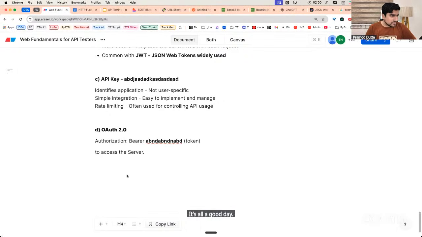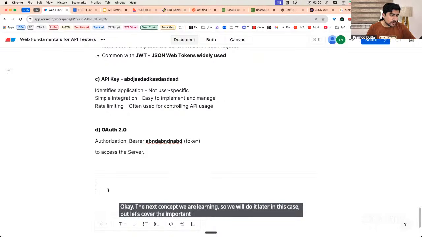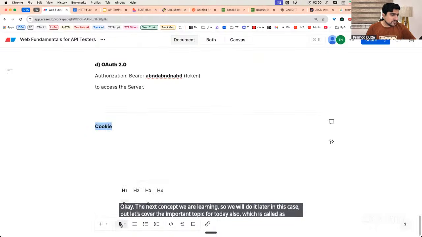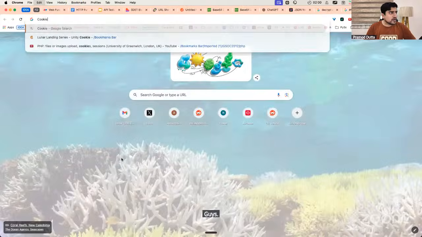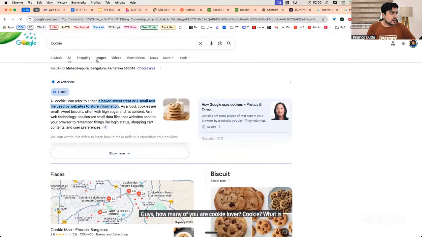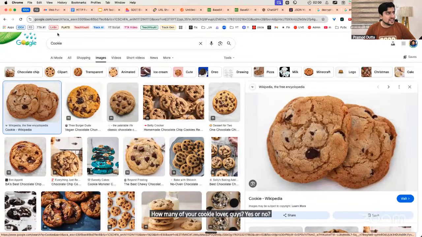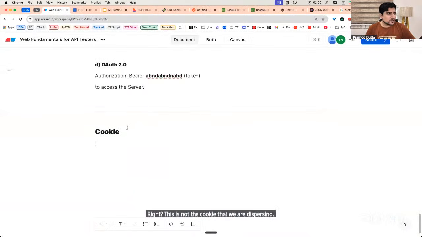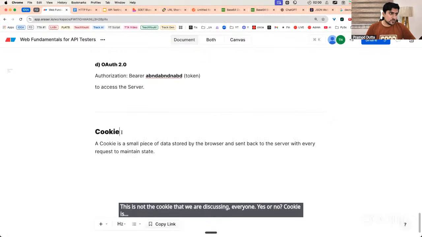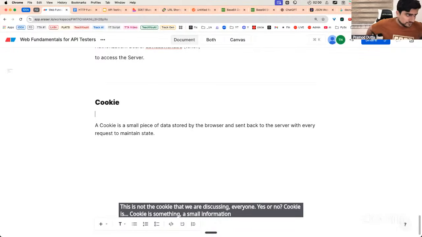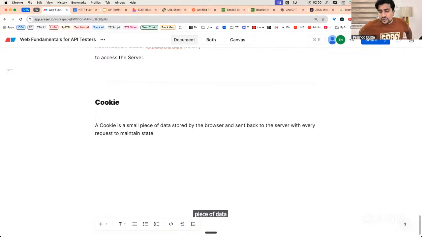The next concept we will do later, but let's cover an important topic for today, which is called a cookie. Everyone, what is a cookie? Guys, how many of you are cookie lovers? This is not the cookie that we are discussing. A cookie is a small piece of data which is stored in your browser.